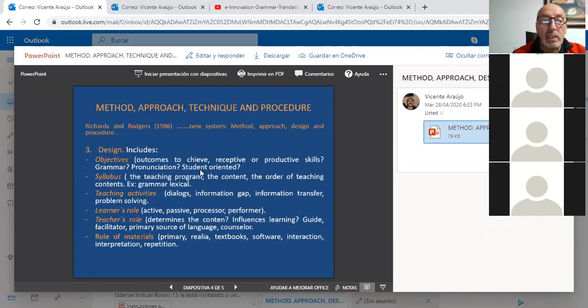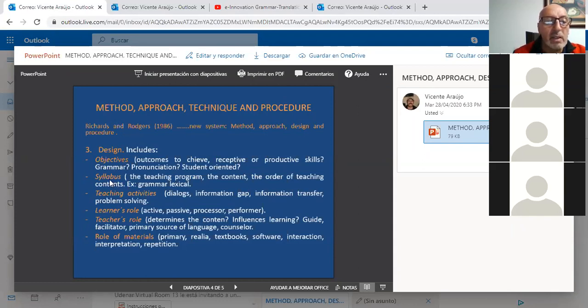Is the course student-oriented? When the course is student-oriented, the student is the center of the class, the most important person in the class. But if the course is teacher-oriented, the most important person is the teacher.